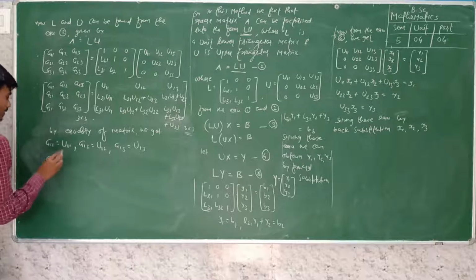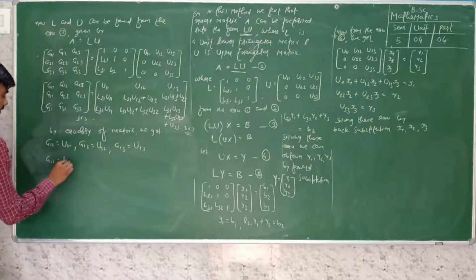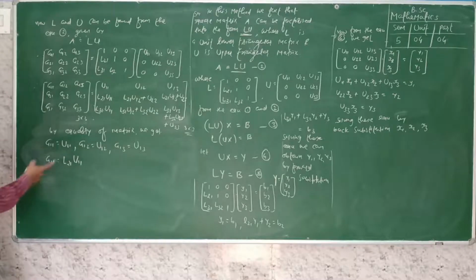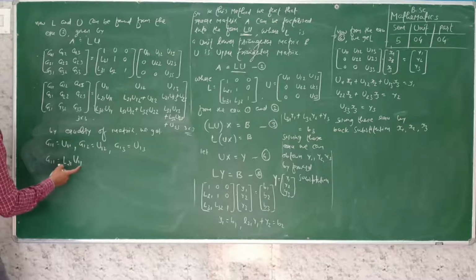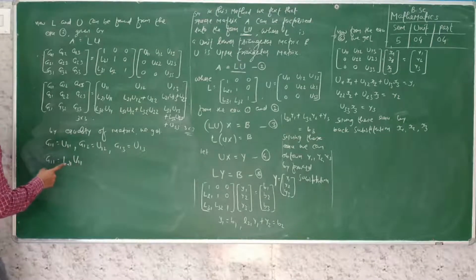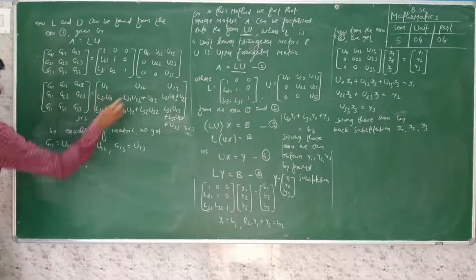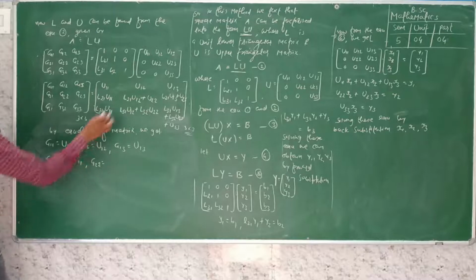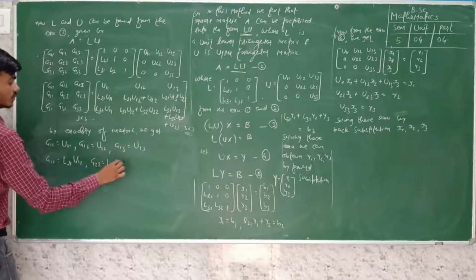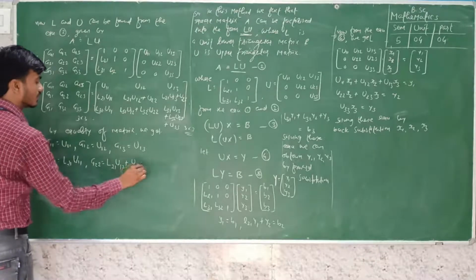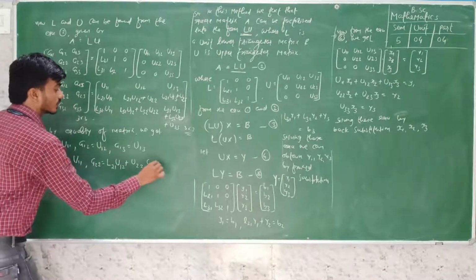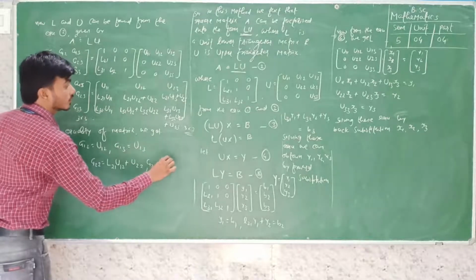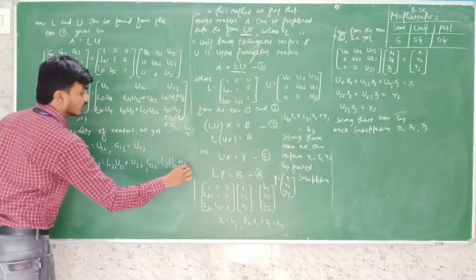A21 is equal to L21 into U11. So we have the value of U11; put this value of U11 in here, so we can get L21. A22 is equal to L21 into U12 plus U22. A23 is equal to L21 into U13 plus U23.